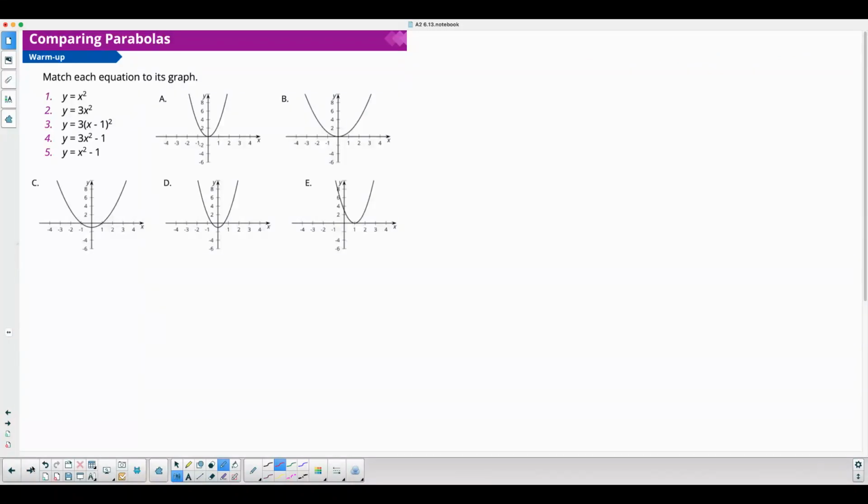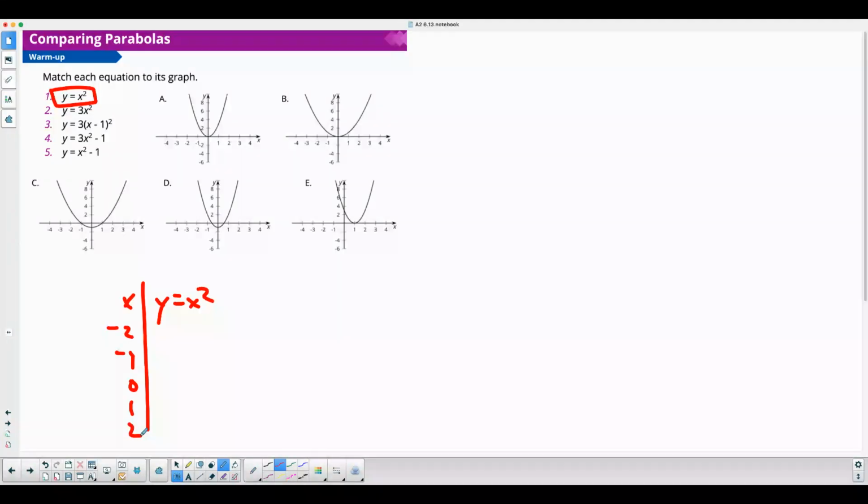So, a little warm up here. We're going to talk a little bit about what we did earlier with parabolas. So we have stretches and translations and all that stuff. Our parent function is y equals x squared. If I wanted to, I could make a table here for y equals x squared and plug in some numbers.